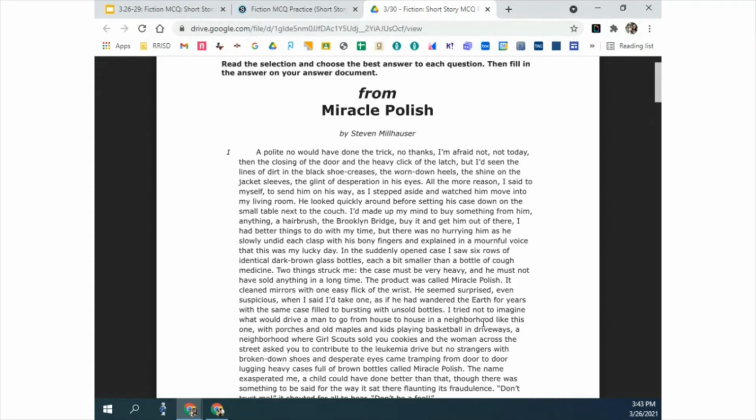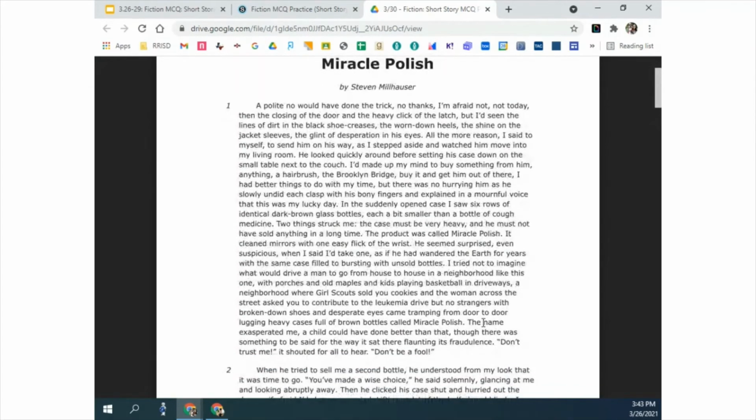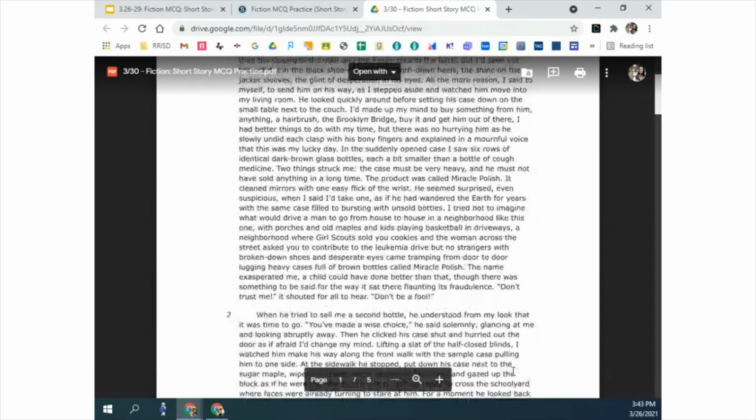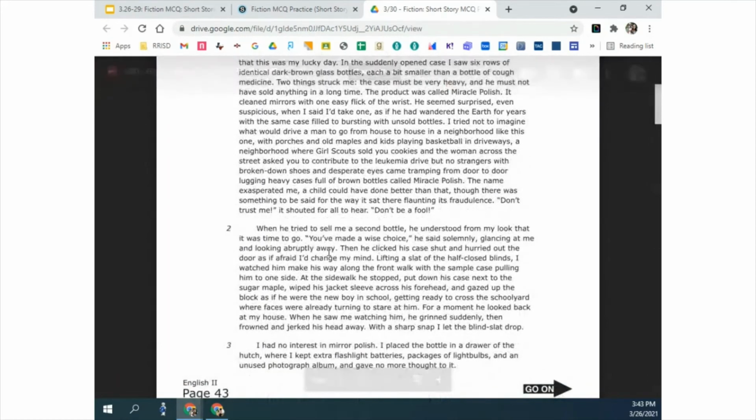called Miracle Polish. The name exasperated me. A child could have done better than that. Though there is something to be said for the way it sat there flaunting in its fraudulence. Don't trust me, it shouted for all to hear. Don't be a fool. When he tried to sell me the second bottle, he understood from my look that it was time to go. "You made a wise choice," he said solemnly, glancing at me and looking abruptly away. Then he clicked his case shut and hurried out the door as if afraid I'd changed my mind.